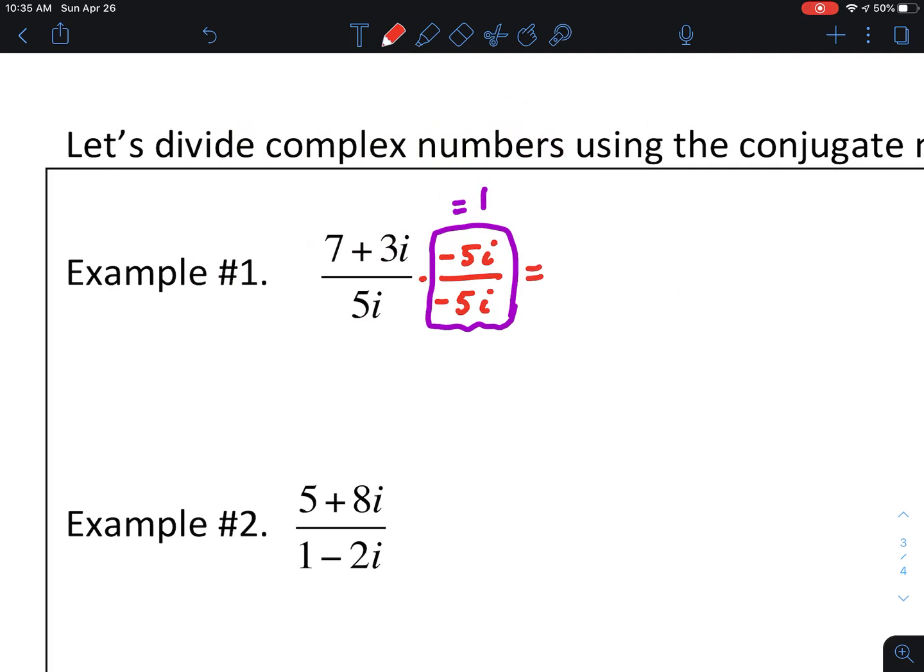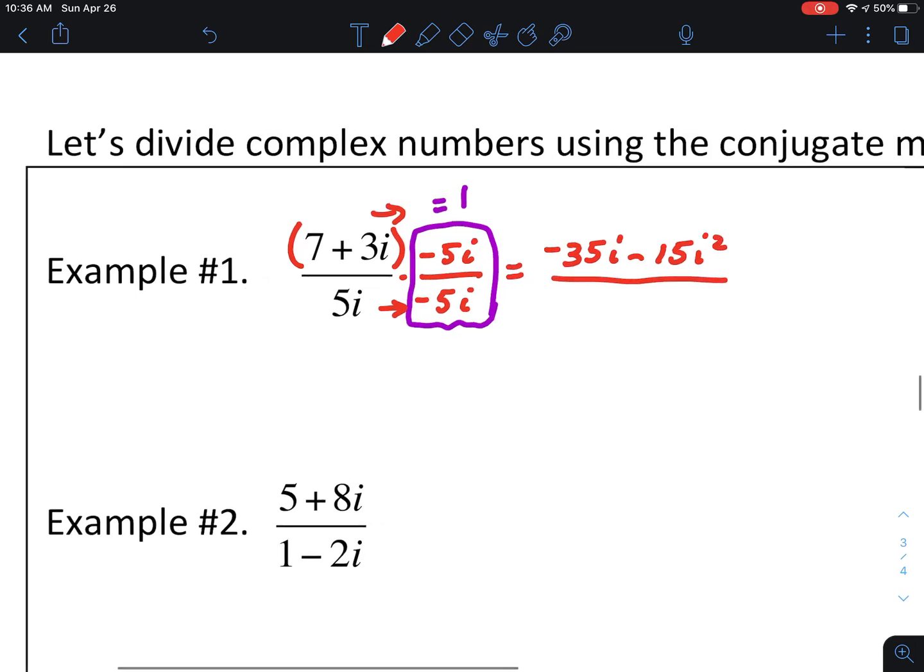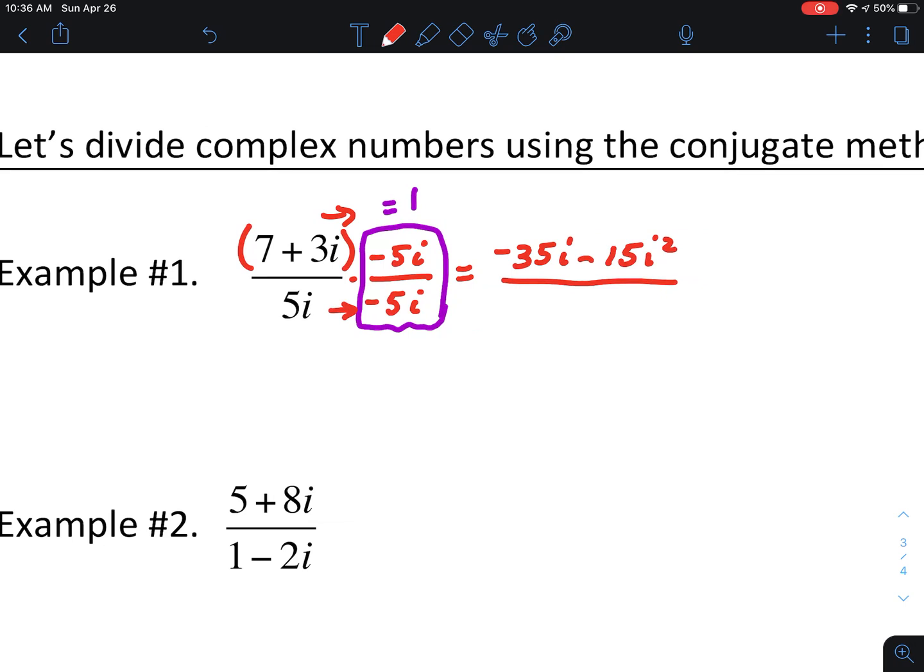And we have to do a little bit of multiplication. And when we multiply fractions, remember we multiply across the top and across the bottom. So it looks like we're going to have to do a little bit of distribution on the top. So let's take a look at what we get. Negative 5i times 7 is negative 35i. And then we have 3i times negative 5i, that would be negative 15i squared. Ooh, there's that i squared again. But let's hold off on simplifying that just for a minute. And what do we get when we multiply 5i times negative 5i? We get negative 25i squared.